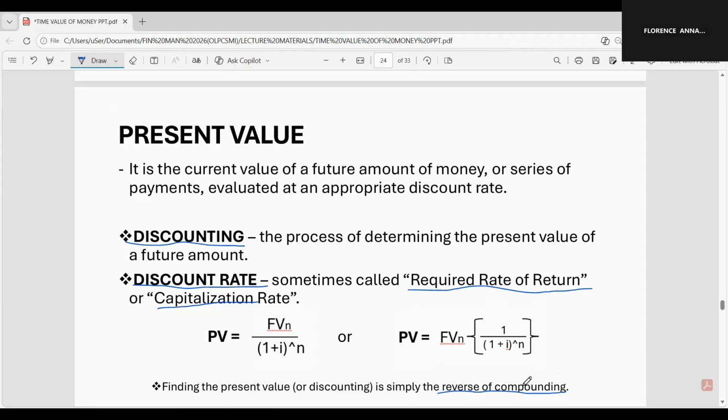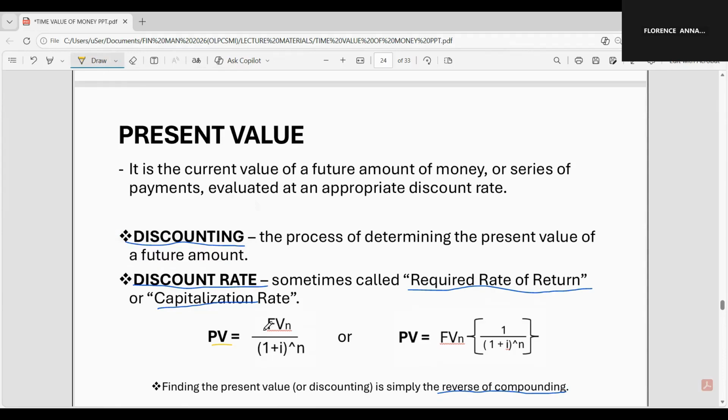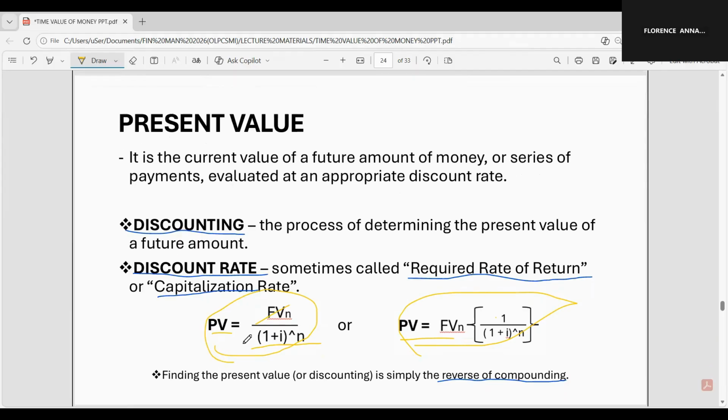While in computing your present value, the formula is present value is equal to your future value divided by 1 plus interest raised to your number of period, or pwede rin present value is equal to your future value times the reciprocal of your FV pa na magiging 1 divided by 1 plus I raised to n. So, remember this, your formula for your present value.